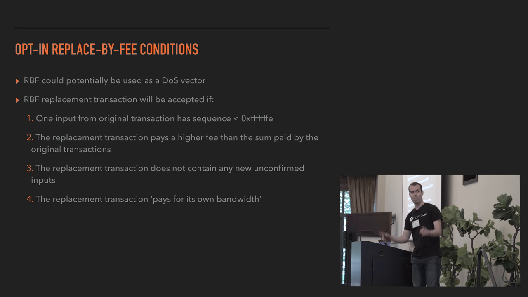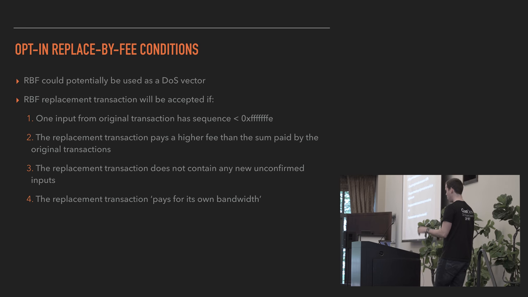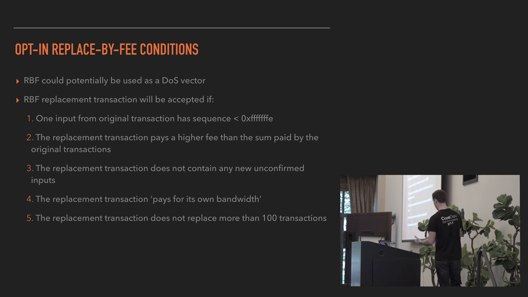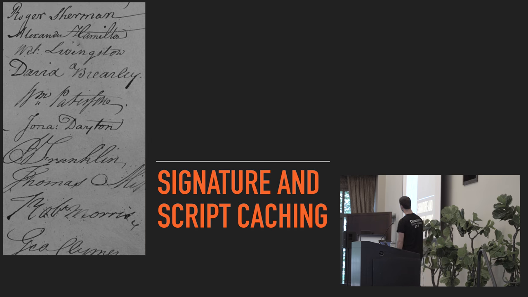And the replacement pays for its own bandwidth. So the delta between the old transaction and the new transaction needs to be at least some level, like some number of Satoshi per byte, 500 Satoshi or something like that. And the replacement does not replace more than 100 transactions. Any questions about RBF? OK, we're getting through it.